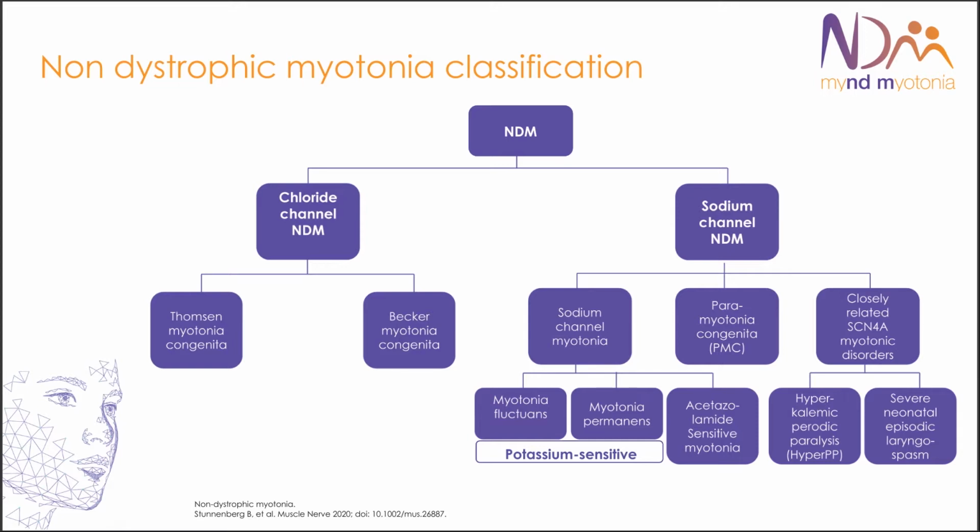There is also paramyotonia congenita and closely related myotonic disorders like hyperkalemic periodic paralysis, which sometimes combines with paramyotonia congenita, and severe neonatal episodic laryngospasm, also called SNEL.